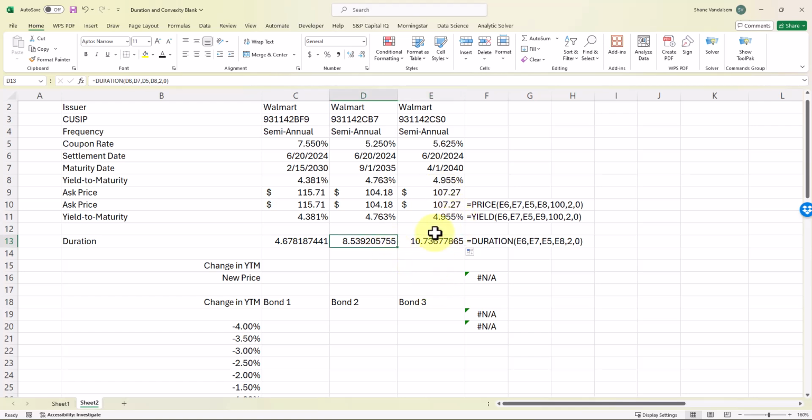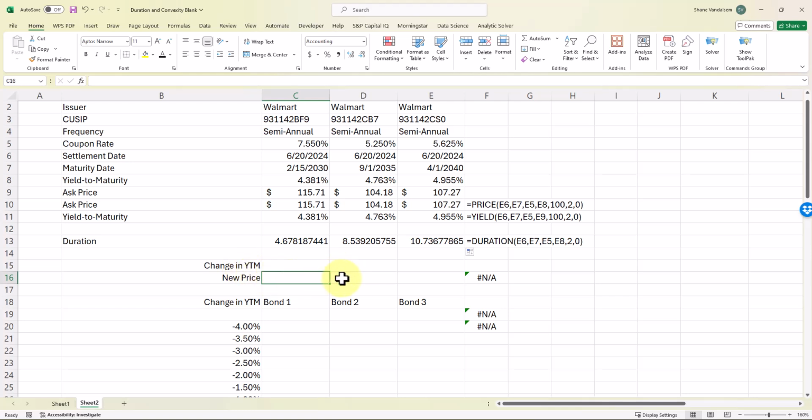Our middle bond here has about a little over 11 years to maturity. The coupon rates aren't horribly different between these two. You do have a pretty big difference in the coupon rate between the first one and the second and third bonds. So now we're going to put in a new calculation here, the new price, and the new price if the yield to maturity changes.